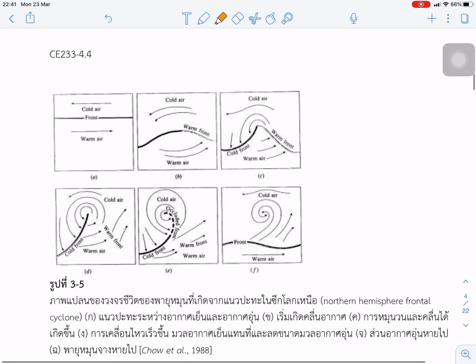This figure shows the front between cold air and warm air. When the cold and warm air come together and the warm air pushes the cold air, we call it a warm front. Otherwise, because warm air is lighter than cold air, it moves up. At the same time, cold air is heavier than warm air, and when it pushes the warm air, we call it a cold front.